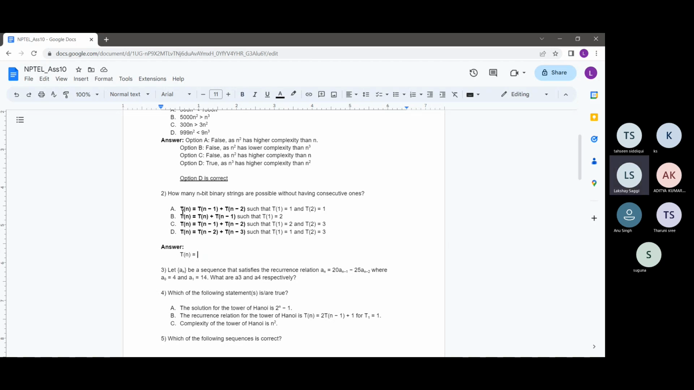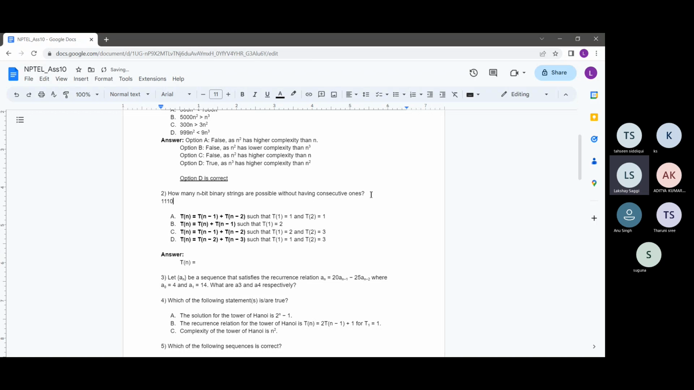So, coming back to the question again. This question can be solved using recurrence. How can we solve it? Basically, we have to find how many n-bit binary strings are possible which do not have any consecutive ones. So this binary string should not contain terms like 1100 or 01100. Two ones should not appear together. They must always be separated by a zero.